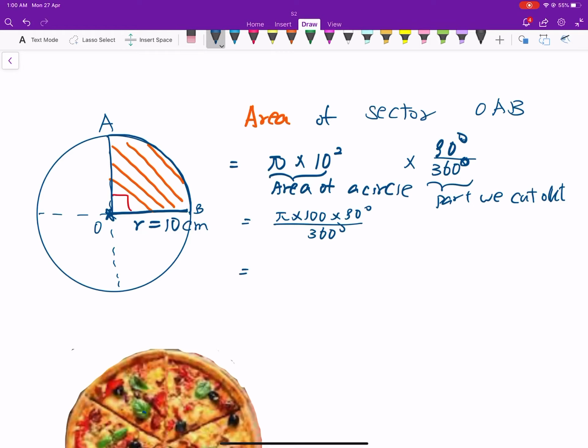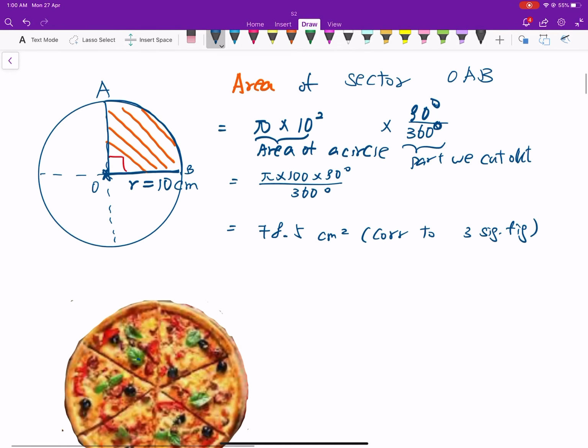So we can distinguish easily the numerator and the denominator in this way. But if you are okay, you could skip this step. And by using a calculator, you can find the value is 78.5 cm squared, correct to 3 significant figures, okay?